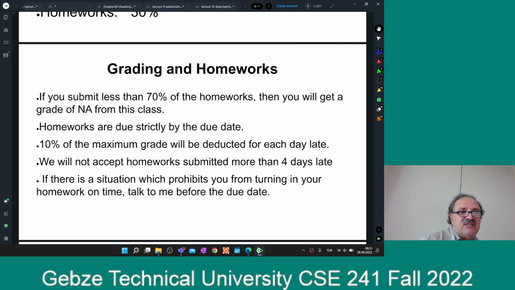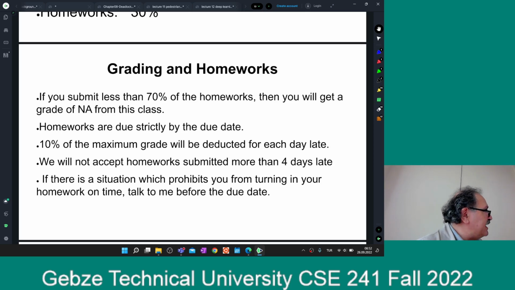If you don't know what it means, just read the student rules of the university. And the homeworks, as I said before, will be submitted through the Teams page. On the Teams page, we set a due date. If you miss that due date, you miss the due date of the homework, but that doesn't mean that you cannot submit your homework anymore. It means that for each day late, we will deduct 10% of the maximum grade.